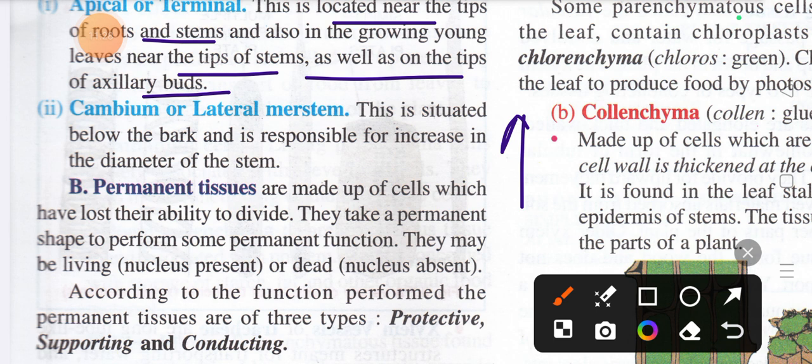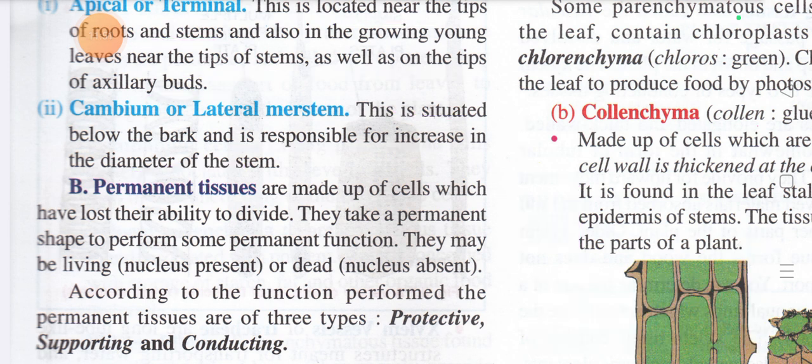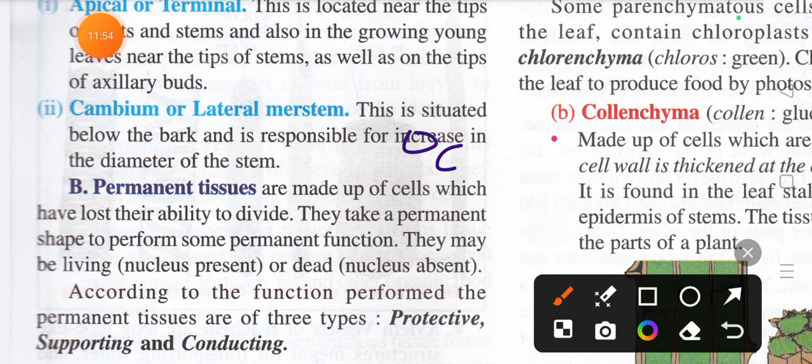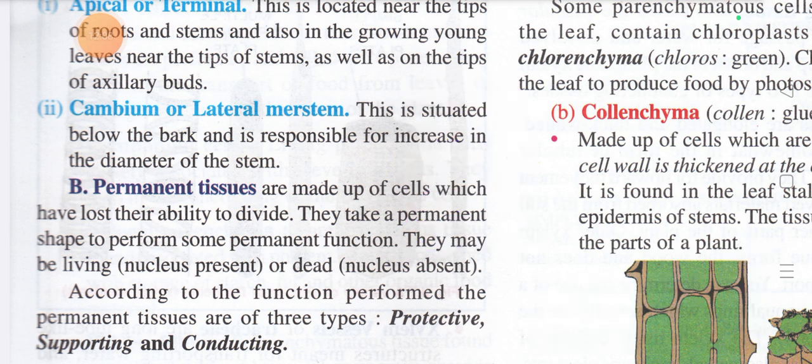Next is cambium or lateral meristem. This is situated below the bark, and it is responsible for the increase in the diameter of the stem. Let's say this is the bark of a tree. It is responsible for increasing the girth. Girth means the thickness of the tree. This tissue is present in a circular manner like this, and thus it increases the girth of the plant.